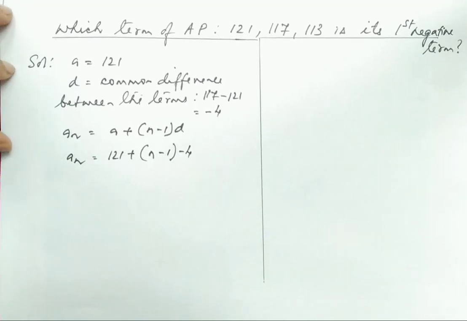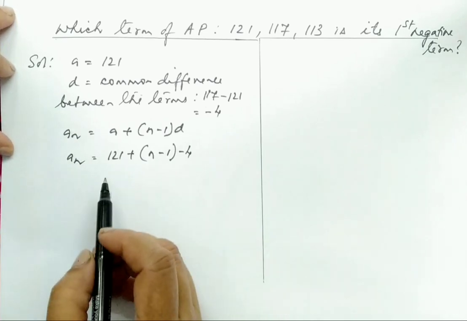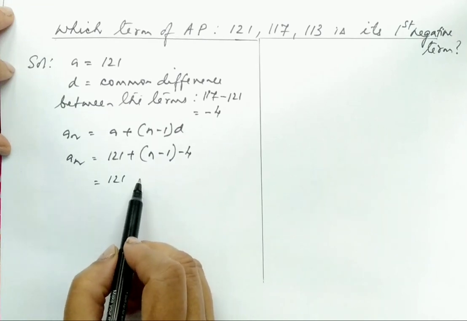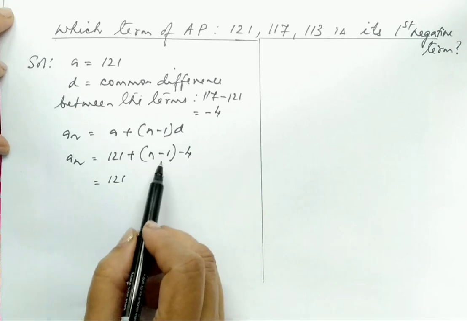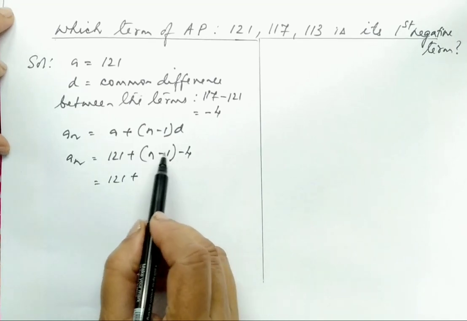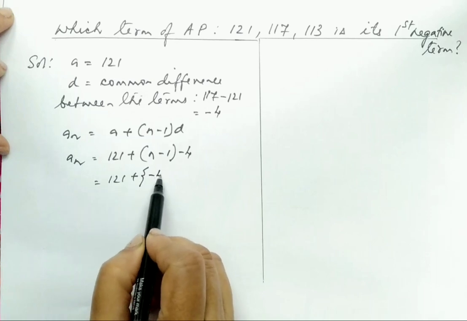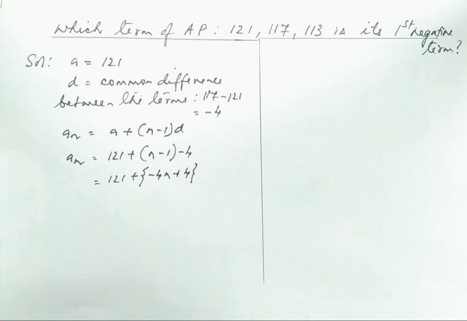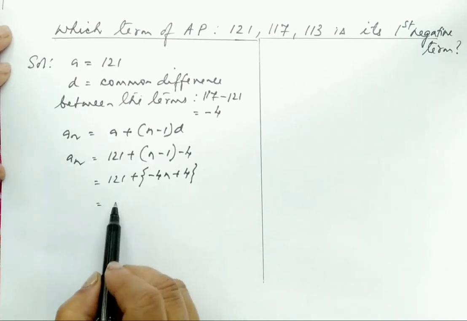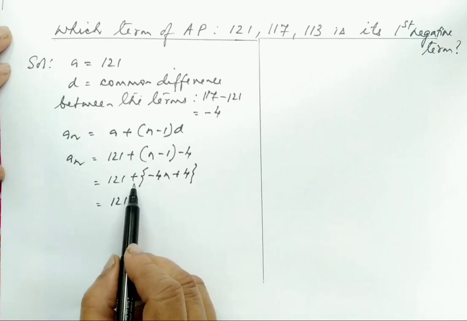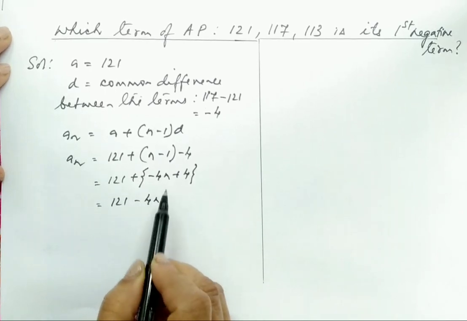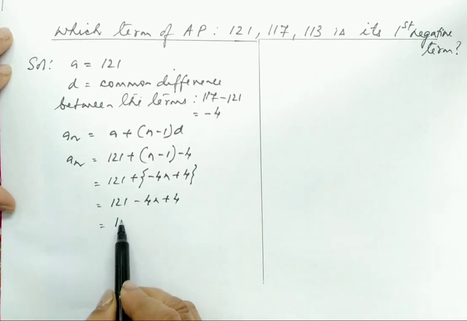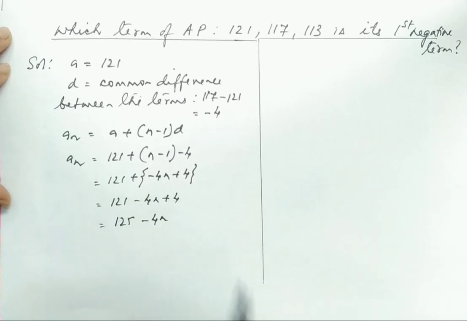All right guys. Now having done this, we need to simplify this to make it smaller and contracted. So this will come as minus 4n and minus minus plus 4. Next, further simplification: 121 plus 4 minus 4n, which means 125 minus 4n.